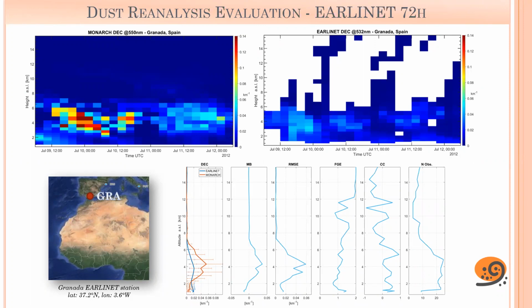The scores of the model within the range of 1 and 5 kilometers, which is covered sufficiently by EarlyNet observations, reveal large bias, error at about 100%, and the correlation coefficient does not exceed 0.7 at almost all the altitudes of interest.